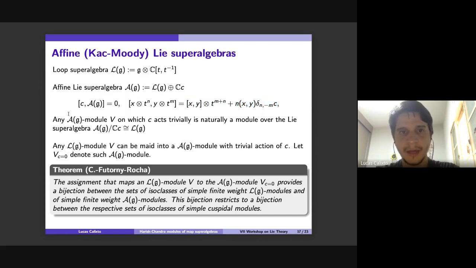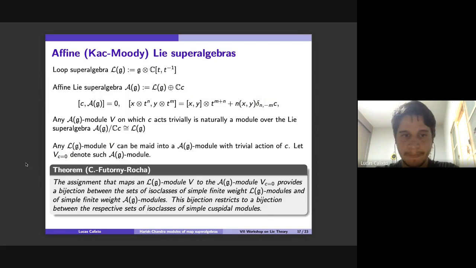A very straightforward observation is that any A(G) module V on which C acts trivially can be regarded as a module over the loop superalgebra, right? Because it's going to be a module over this quotient, but this quotient is precisely the loop superalgebra. In the other direction, for any module over the loop superalgebra, we can just say C acts trivially on it, and then we have a module over the affine Lie superalgebra. If we start with a module V over the loop superalgebra, this module over the affine superalgebra is going to be called V with C equals 0.